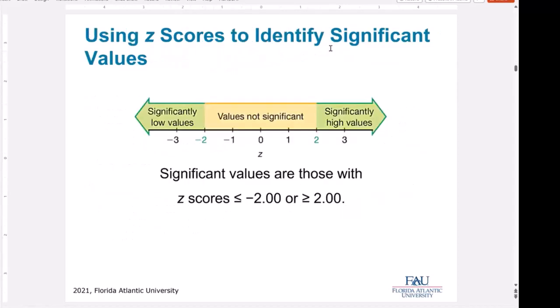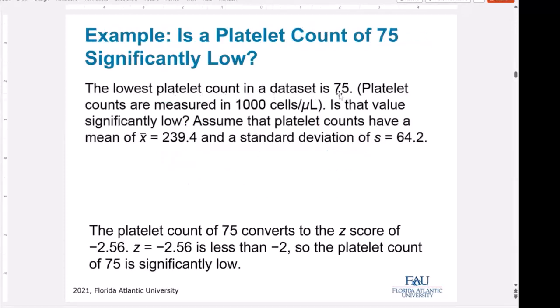Using z-scores to identify significant values, significantly high and significantly low is below -2 or equal to 2 or above. The lowest platelet count in a data set is 75. Platelet counts are measured in 1,000 cells per microliter. Is that value significantly low? Assume that platelet counts have a mean of 239.4 and a standard deviation of 64.2.